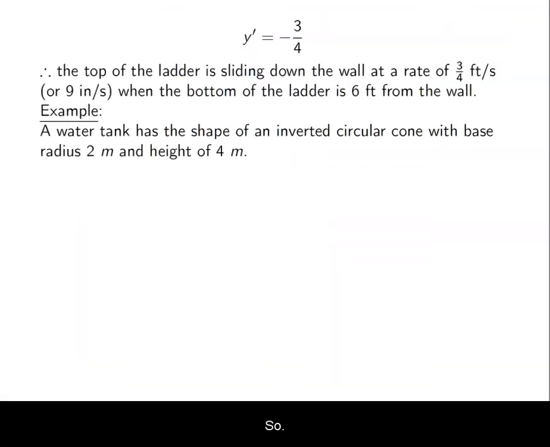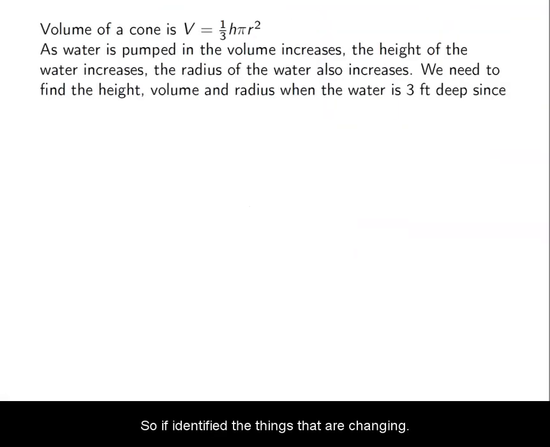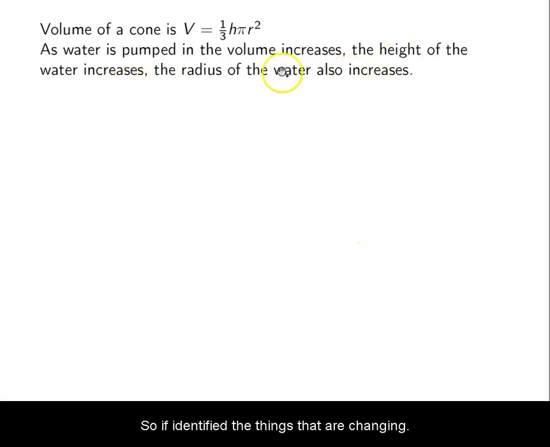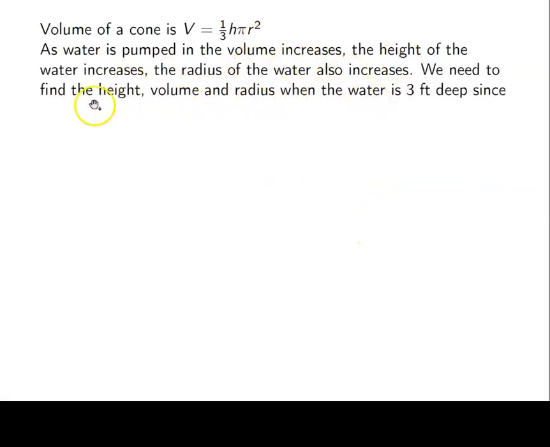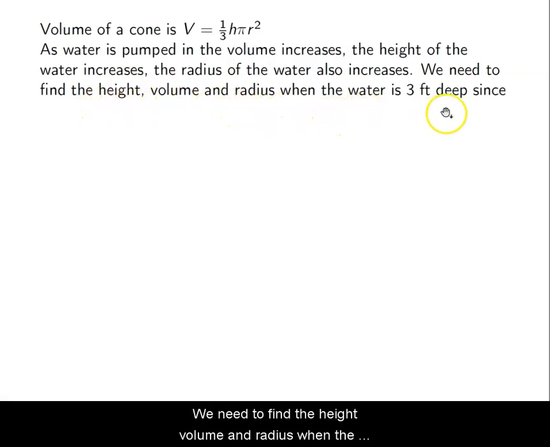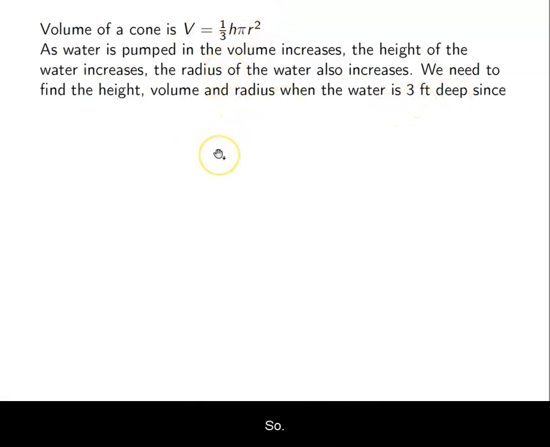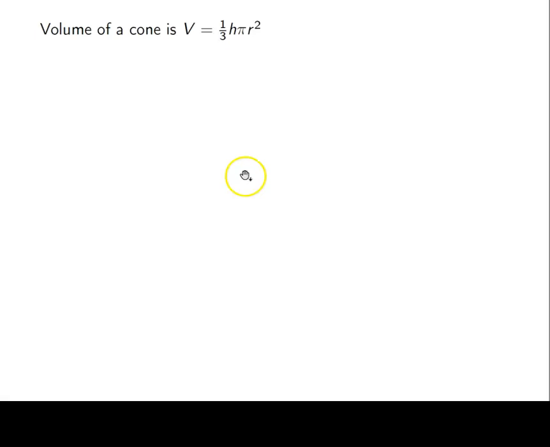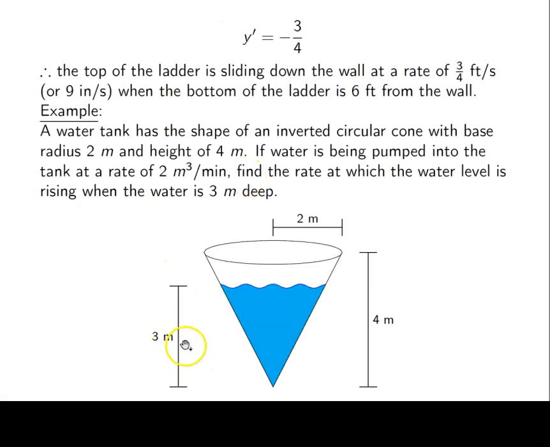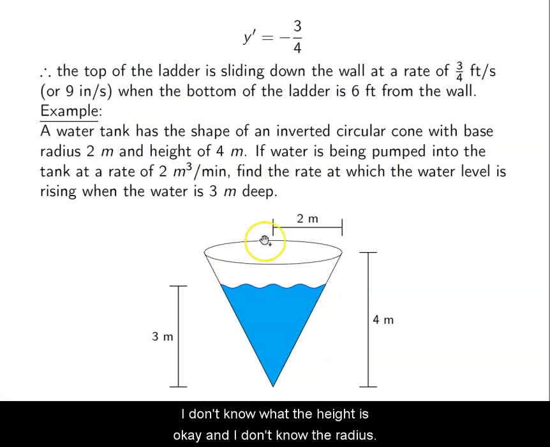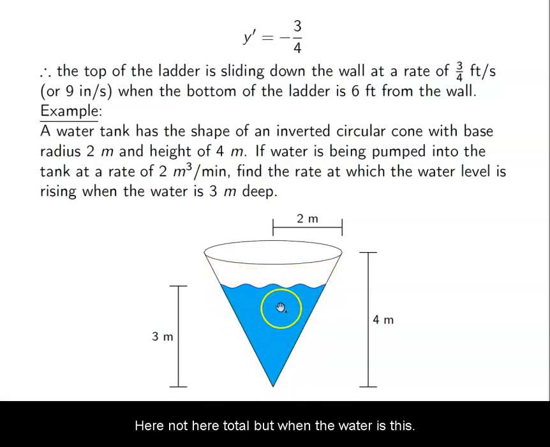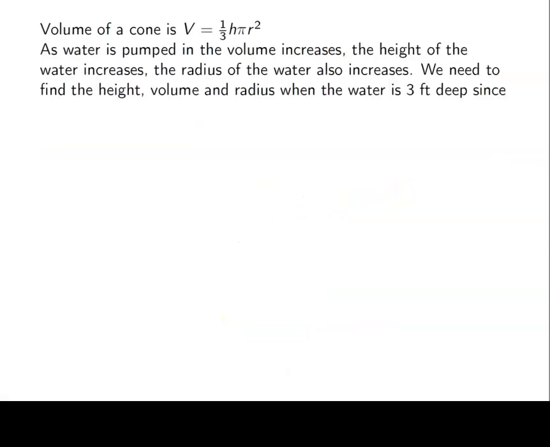So coming back to where we were. All right, so we've identified the things that are changing with time. We need to find the height, volume, and radius when the water is 3 feet deep, because that's part of our equation. Okay, so when it's 3 feet deep, I don't know what the height is, and I don't know what the radius is. So when it's 3 feet deep, I need to find volume, radius, and height, because I'm really interested in what's happening here, not here in total, but when the water is this deep.